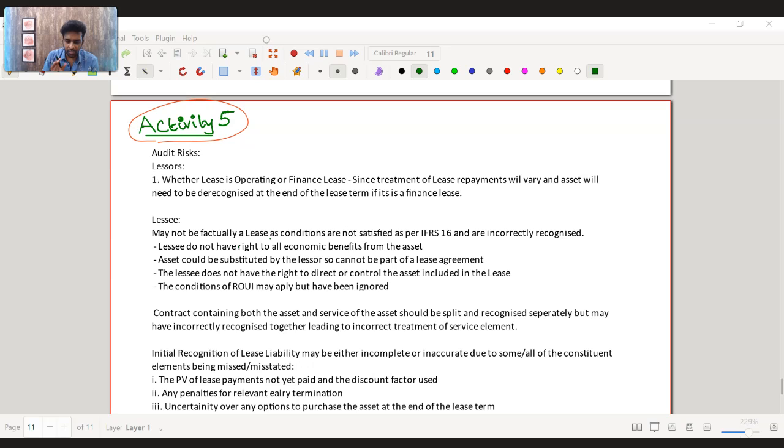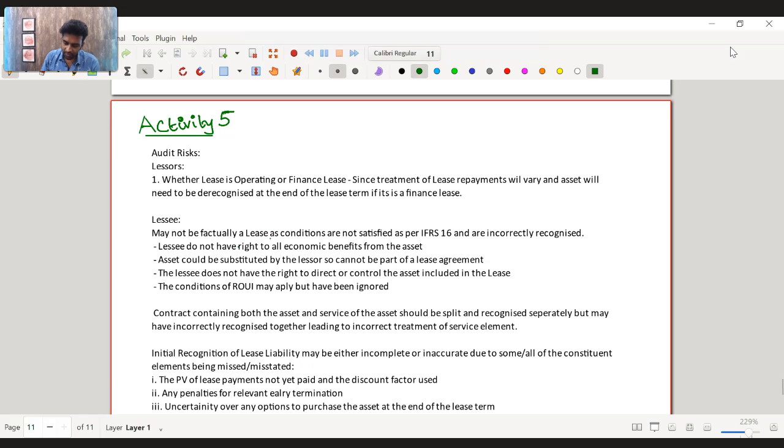For lessor, it's much simpler, as I told you. It's a two-way treatment, finance lease or operating lease. It's clear cut. But for lessee, it becomes complicated because of IFRS 16 regulations. So for lessor, the risk is whether the lease should be operating lease or finance lease. The treatment is completely different. In finance lease, we have to derecognize the asset, whereas in operating lease, we have to show the asset, but the lease payment will be expensed off. So the treatment of lease payments will vary and the asset treatment will also vary. So it has to be differentiated between the finance lease and operating lease at the very inception itself and has to be clearly explained.